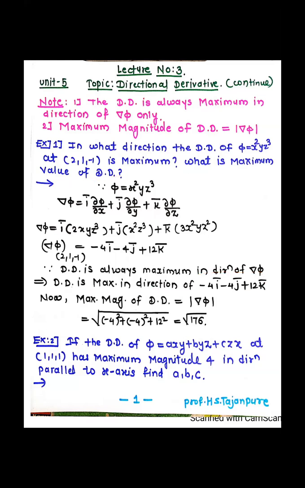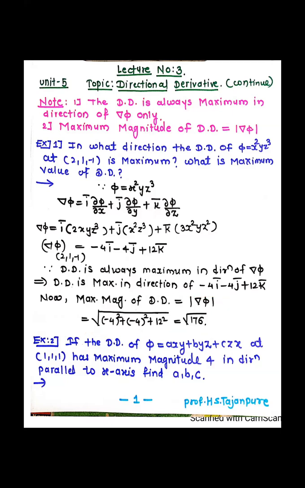Then the next question is, what is the maximum magnitude of the directional derivative? The maximum magnitude of the directional derivative is the magnitude of the vector del phi. So let us take the magnitude of this vector del phi: under root of minus 4 square plus minus 4 square plus 12 square, that is the under root of 176. It is the maximum magnitude of the directional derivative.